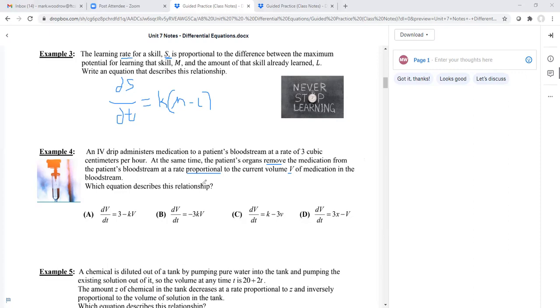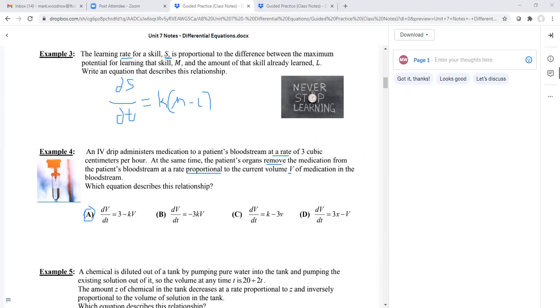Which of the following is that relationship? Okay, so again, I hope we see that this is at a rate of 3 cubic centimeters. So what that means is we got a dV dt, which they've all got that. And we're starting with 3 going in, and we're subtracting out because we're removing K times V. So that is going to be this one.